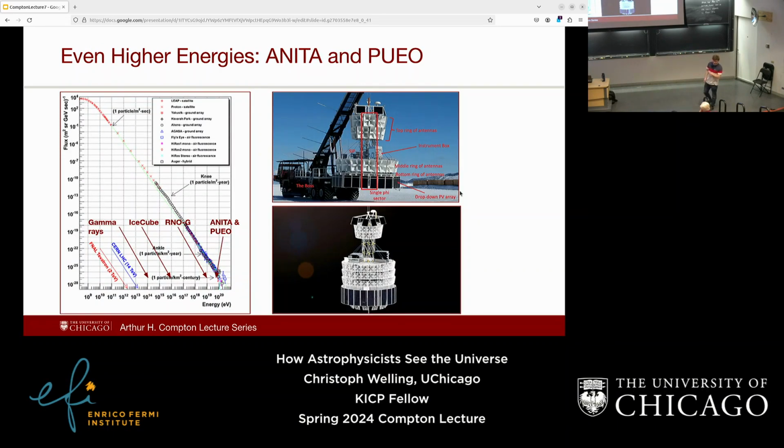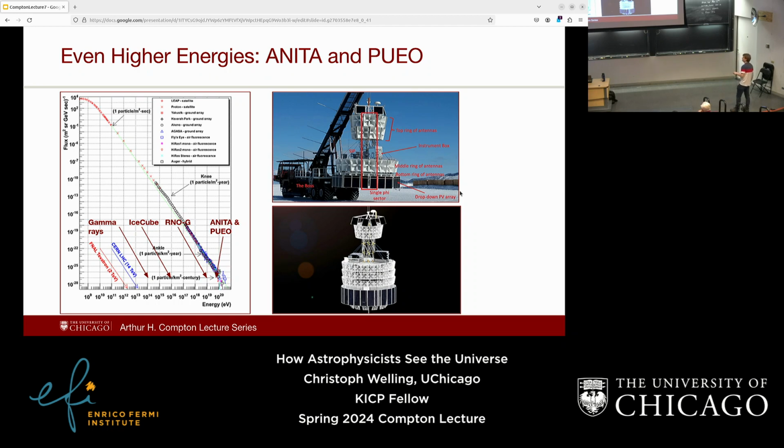But can we go to even higher energies? And yes, you can. So if you want to see even more ice, what you do is you take your antennas and you put them on a balloon. There has been an experiment called ANITA. There were 4 flights of this experiment, so there's ANITA 1, 2, 3, 4. That looks like this. So it's basically a balloon with a bunch of radio antennas on there.